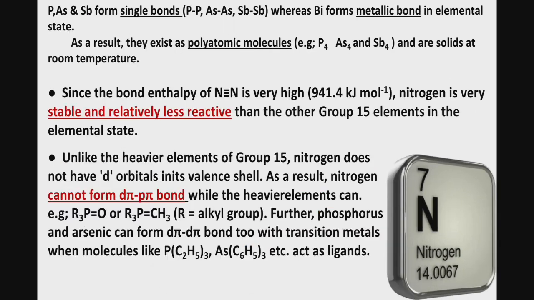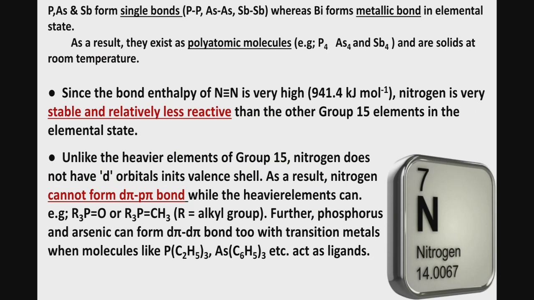Then phosphorus, arsenic, and antimony form single bonds, that is P single bond P, As single bond As, and Sb single bond Sb, whereas bismuth forms metallic bonds in the elemental state. As a result, they exist as polyatomic molecules, that is P4, As4 and Sb4, and are solid at room temperature.